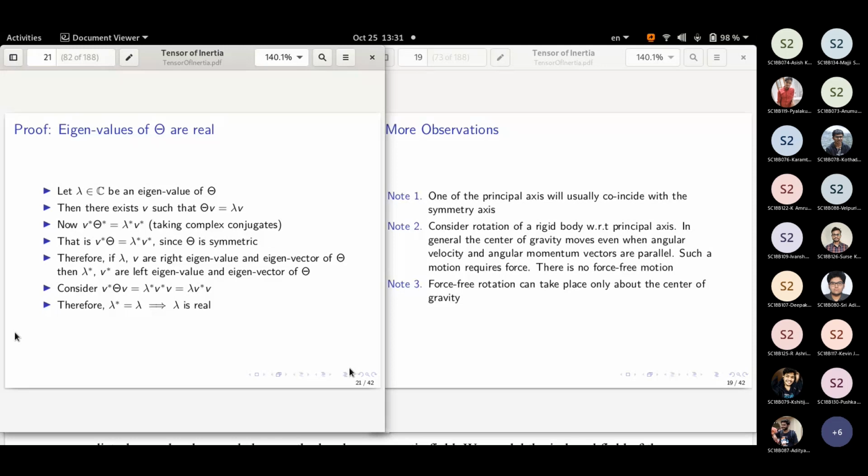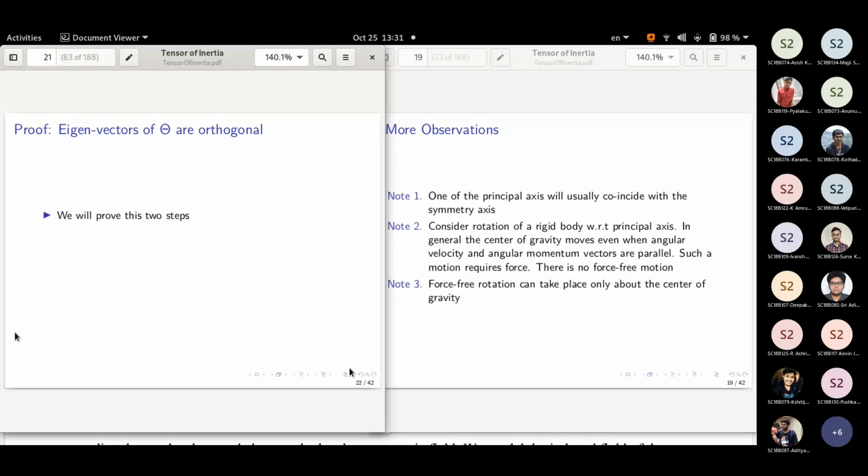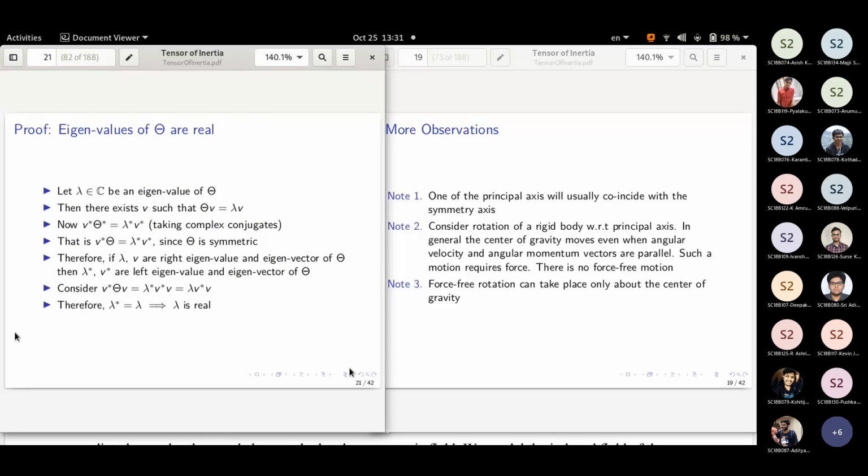Okay, so I think I'm stopping the class here. Next class, we will talk about orthogonality. Any questions?